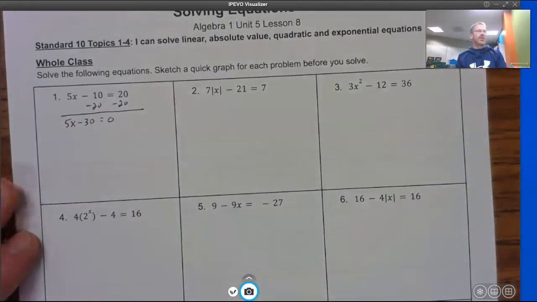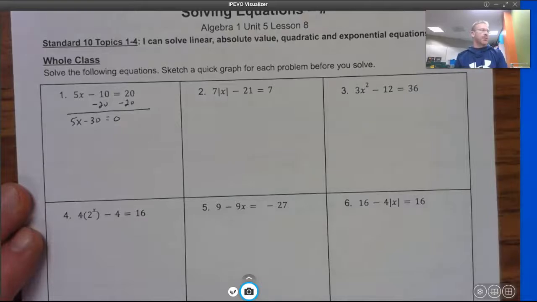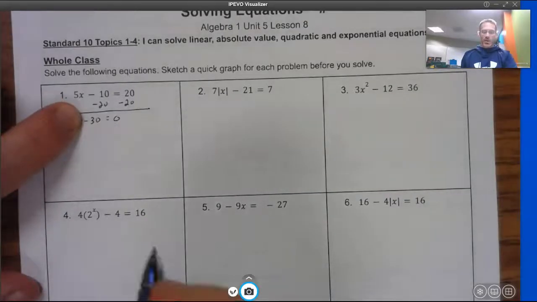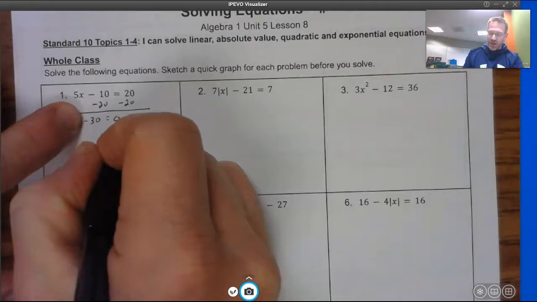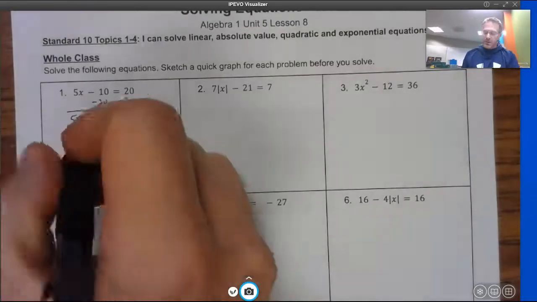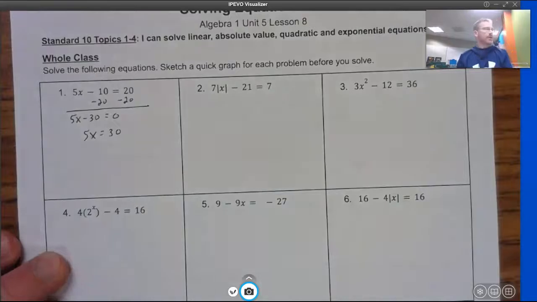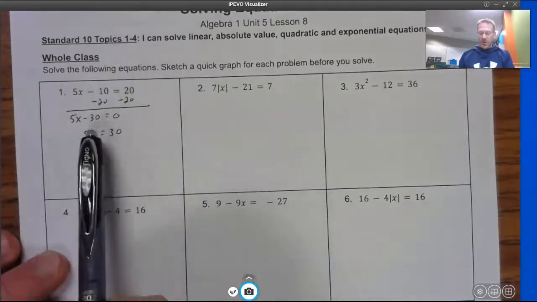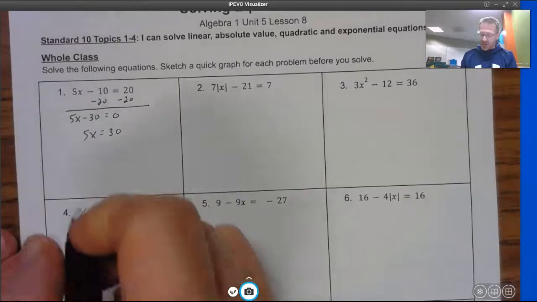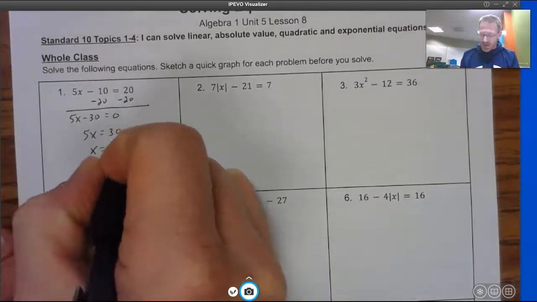Once we've done that, notice now it's the exact same lesson as what we did last time. So now I use my 0 property. What minus 30 is 0? And that would be 30. 30 minus 30 is 0. So now 5x is equal to 30. Now it's a multiplication question. 5 times what is 30? 5 times 6 is 30. So x is equal to 6.